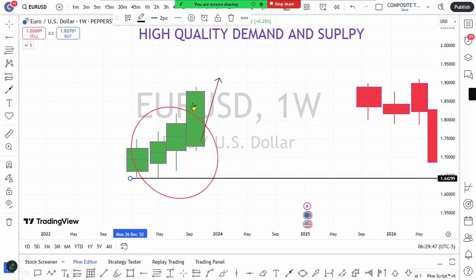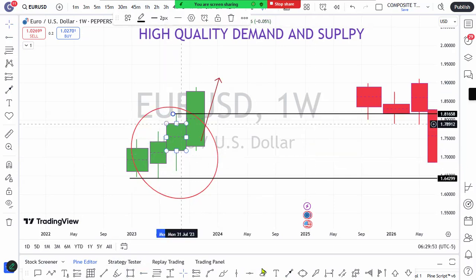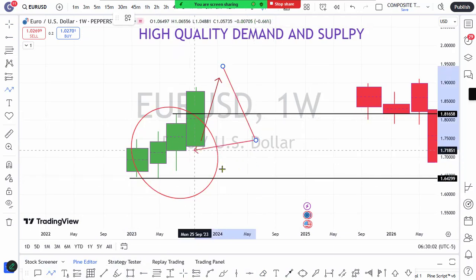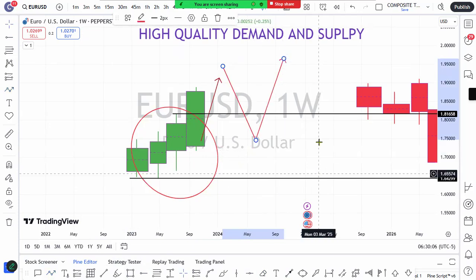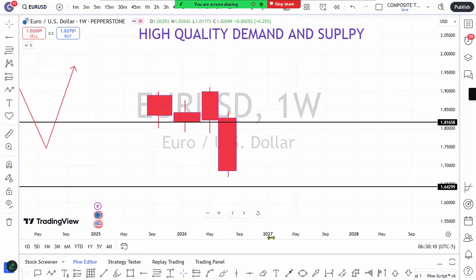Remember, the area of interest, I'll come with the next video to show you how you find the zone. But this will be a zone of interest that if the market pushes back into the zone, you'll go to your lower time frame. And again, we'll look at how we can refine these zones on the lower time frame and expect price to push higher.